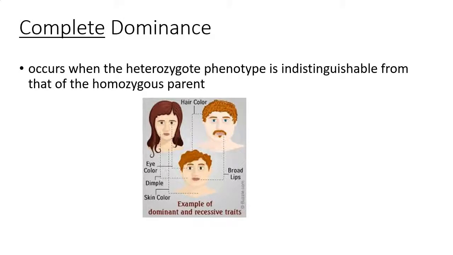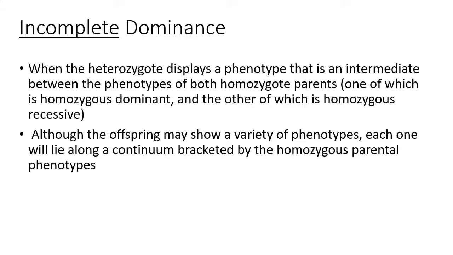So complete dominance is what we've been talking about. That's when the heterozygous phenotype is indistinguishable from the homozygous parent. That means if you have the dominant trait, you don't know if you are a homozygous dominant or a heterozygous dominant. So if you have the dominant trait, it is expressed. That is what complete or simple dominance is.